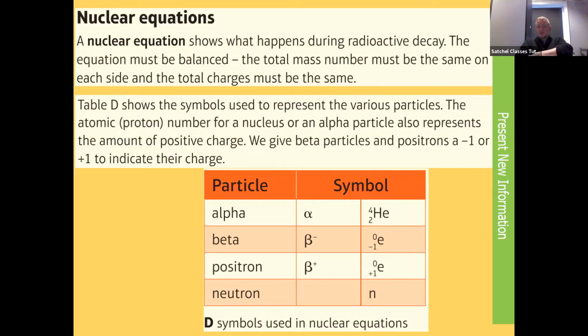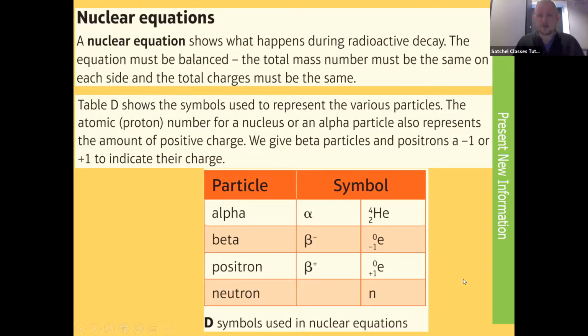The total mass number must be the same on each side, but we also have to make sure that the total charges are balanced on each side as well. It's the same idea of conservation of mass and conservation of charge. Just to make sure that we are on the same level, I have included here a symbol and particle table, just like we had before.